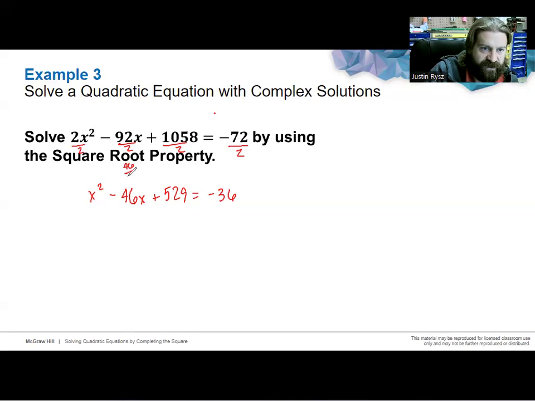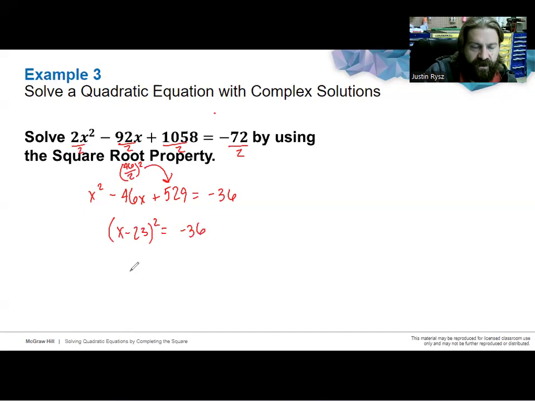Okay, double check. If I take 46, cut it in half, and square it, do I get 529? So 23 squared is 529. Okay, cool. Everything's working out good. So we get (x minus 23) squared equals negative 36. We take the square root of negative 36. 36 is nice, but negative 36 is going to be 6i. We get imaginary values.